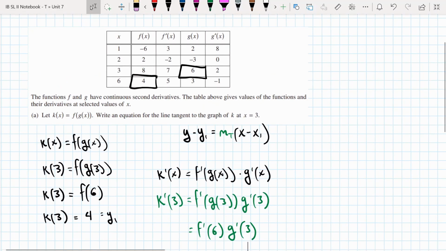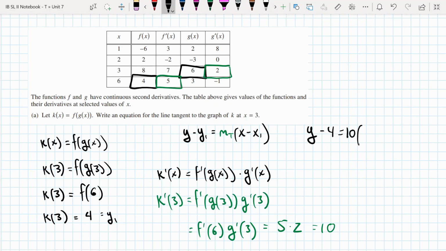F prime of 6 is going to be equal to 5. And then g prime of 3 is equal to 2. And so we end up with 5 times 2, or 10. And so the solution to this equation is going to be y minus y1, which is 4, times 10. So 4 times 10, our slope, x minus 3. And we can leave our answer just like that.